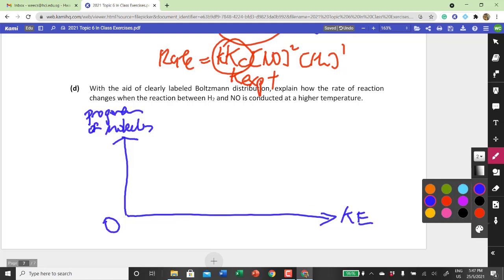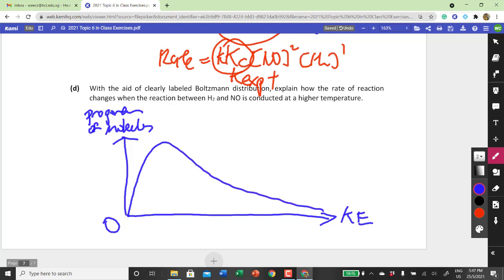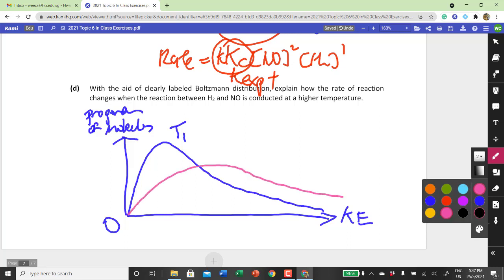And then, you can use the same color. So maybe at a lower temperature, my curve will look like this. So that's T1. And then at high temperature, it will be broadened like this. And I will label the activation energy. This is the activation energy, which is the minimum amount of energy you need before the reaction can kickstart. If you want, you can do a bit of shading. You can shade over here.